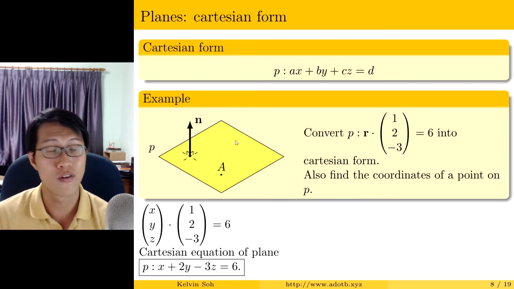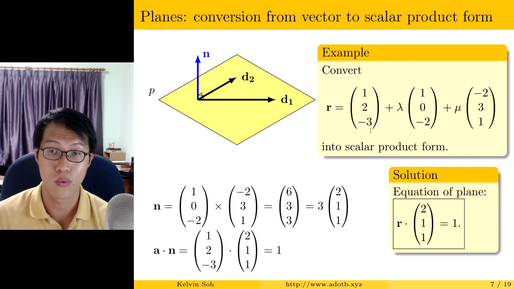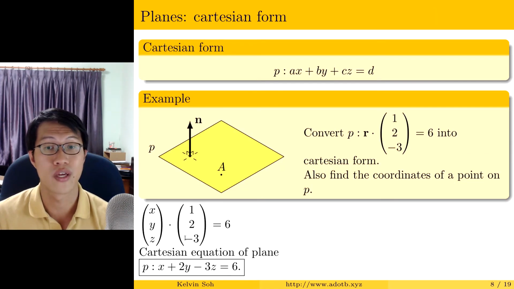Very often, however, we also would like to know the coordinates of a point on the plane. Unlike the vector form, which explicitly tells us that (1, 2, -3) is on the plane, if you are given a Cartesian equation over here, as well as the scalar product form, it may not be so clear what a point on this plane will be. So the trick is to just do inspection and do a bit of trial and error, sub in 3 numbers such that after the dot product, we will get the constant over here, this number 6.